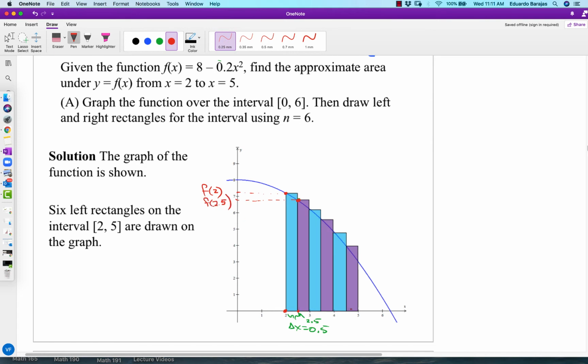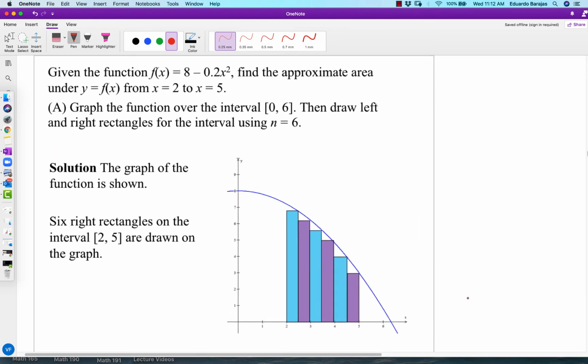Okay, so we keep going in that same manner all the way through, always using the leftmost point within the base of each rectangle to establish the height. And that's how we get our 6 rectangles on the interval from 2 to 5 that will help us establish our estimate using the left end rule.